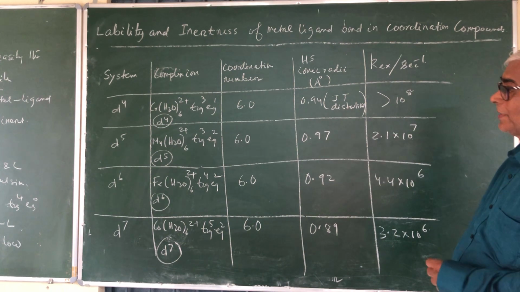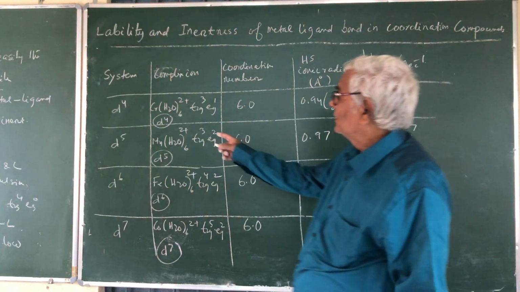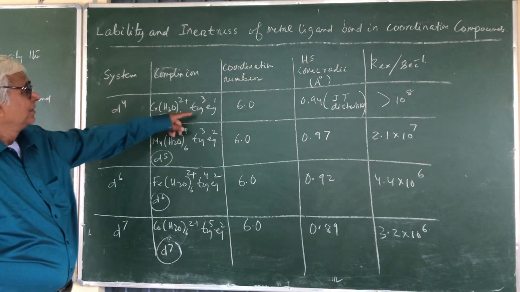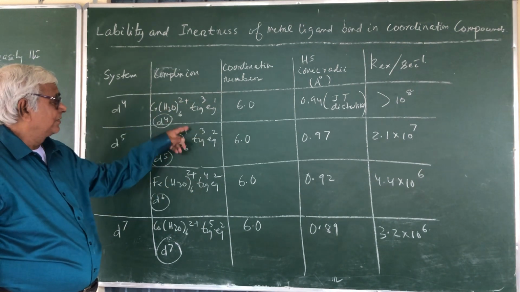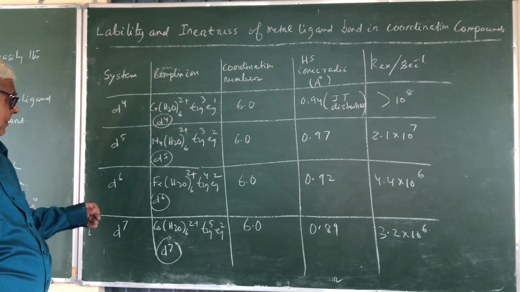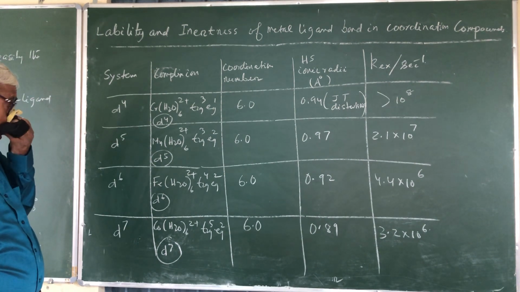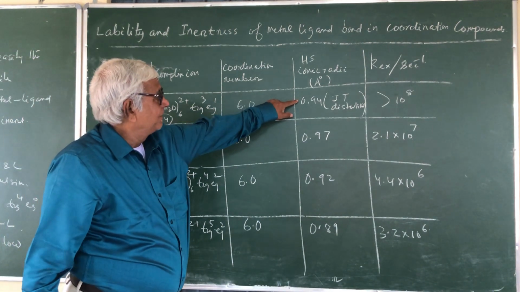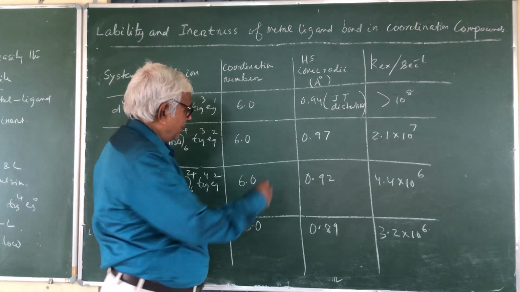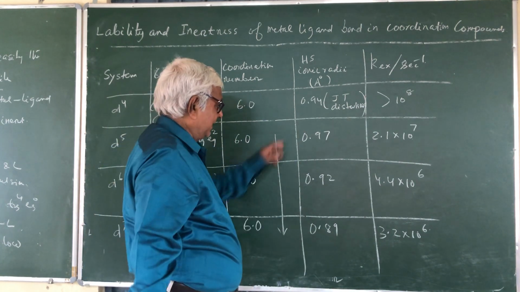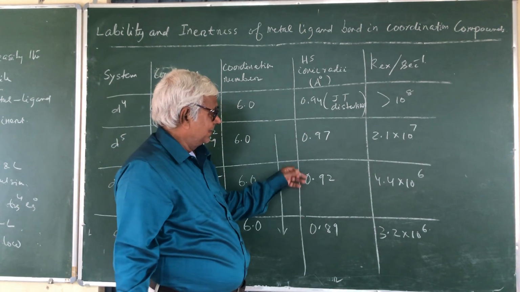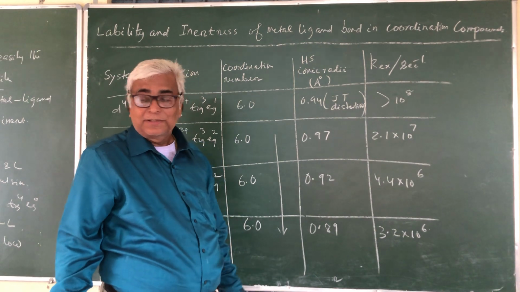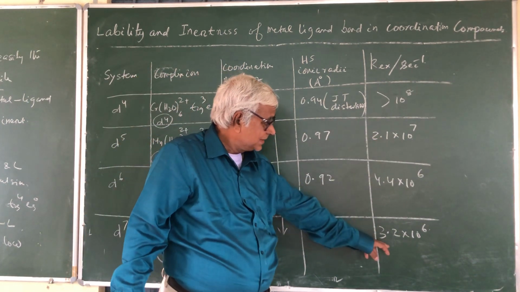So now we are comparing the d4, d5, d6 and d7 systems. These are all high spin complexes, because the eg orbitals are filled, and this is the electronic configuration for high spin complexes. Now here, the ionic radii go from 0.97 to 0.89, so the ionic radii is decreasing. If the ionic radii is decreasing, the exchange rate constant should decrease. The exchange rate constant is the highest here and the lowest here.